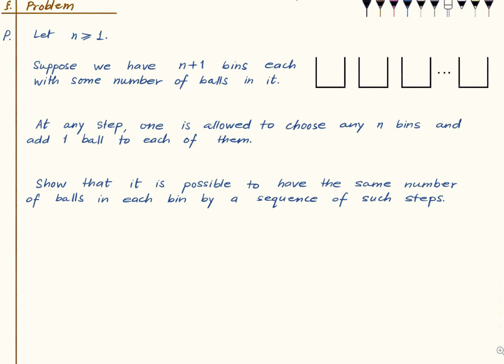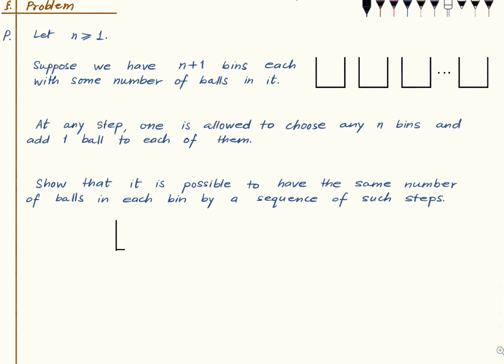One wants to show that it is possible to have the same number of balls in each bin by a finite sequence of such steps. I haven't written the word finite here because that is already implied. So no matter what the initial configuration is, you can always equalize the number of balls in each bin after some sequence of such moves, intelligently chosen, of course. If you're just doing it willy-nilly, then it's not going to happen. So that's the problem. I hope it's clear, but let us see an example.